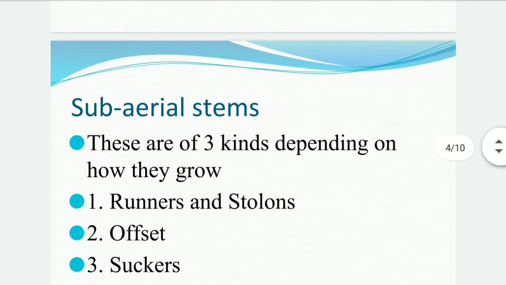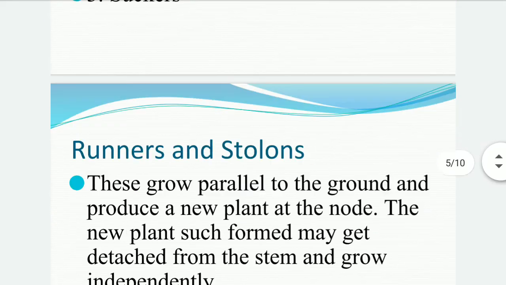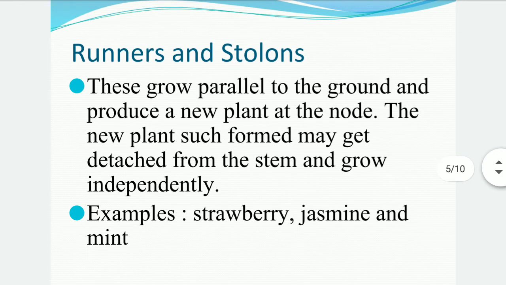Now subaerial stems are of three kinds depending on how they grow. One is runners and stolons, next offset, and then suckers. So one by one we will discuss all of these. First, runners and stolons. Runners and stolons are the stems that grow parallel to the ground and produce a new plant at the node.